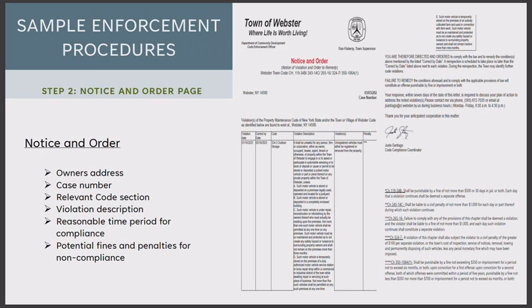This is going to be the second step once I don't receive the response or they don't comply by a certain time frame. It's going to be the same thing, owner's address, the case number, relevant code, but this time it's going to have a reasonable time period for the compliance. And on this letter also, there are going to be the potential fines and penalties for non-compliance. It's going to be on the second page. The first page is going to be more of a description of the violation and the penalties, and also the corrected by date is going to be listed on there.